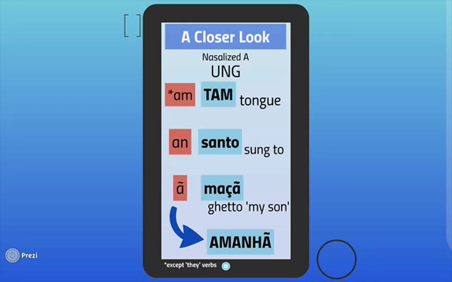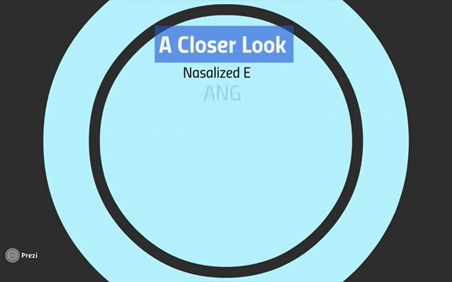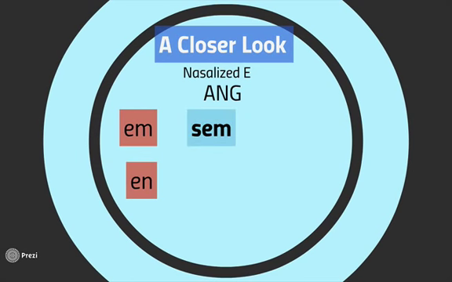Amanhã, amanhã, amanhã. The same kind of trick can be used for a nasalized E, which sounds a lot like the English spelling A-N-G or ang. This will help remind you not to close your lips too. For E-M, the example here is the common word sang, which sounds really close to the English word sang. Also for E-N, which is pronounced the same, we have the word tang.